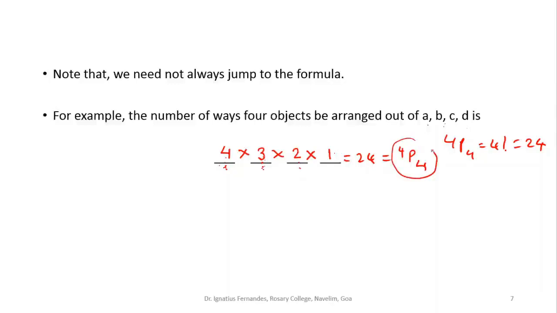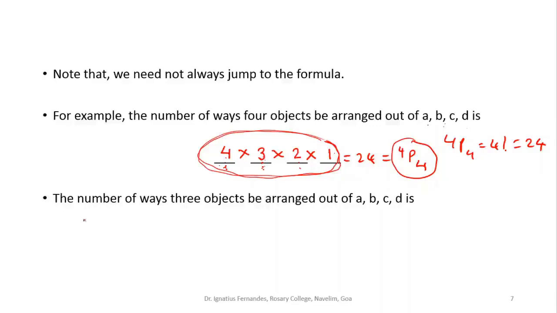So this 4P4 or nPr that we are writing is actually the result of the rule of product, the fundamental principle of counting. So every time we are solving an example on permutation, we do not directly jump to the permutation formula. In fact, we may manually see how it is actually happening.